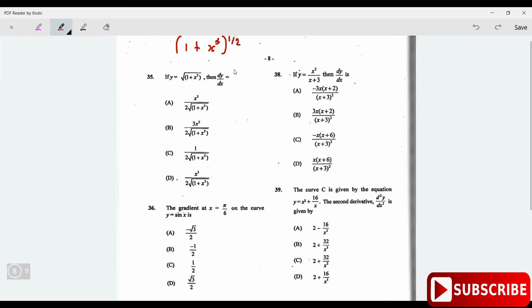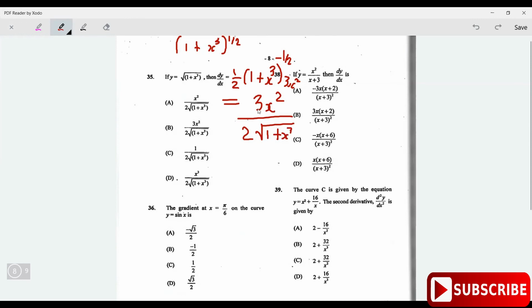So dy by dx is: carry down the power, a half. Then you subtract 1 from the power to get 1 plus x cubed, and when you subtract 1 from the power, you get minus a half. And then you multiply it by the derivative inside the bracket, so you multiply it by 3x squared. Putting it back together now, you get 3x squared divided by 2 times the square root of 1 plus x cubed. Nice and easy, sorted.